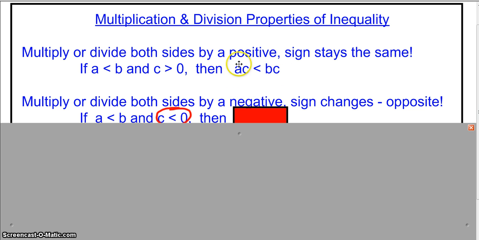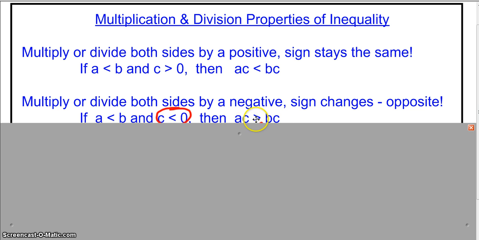It's going to look like this one up here, but we're multiplying both sides by a negative, right? So, how do you finish it? Hannah? AC. Okay, we're going to multiply both sides by C, right? So AC is, very good. She's changed the sign. Greater than BC. You see that?